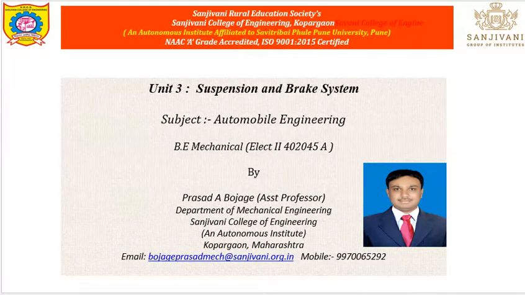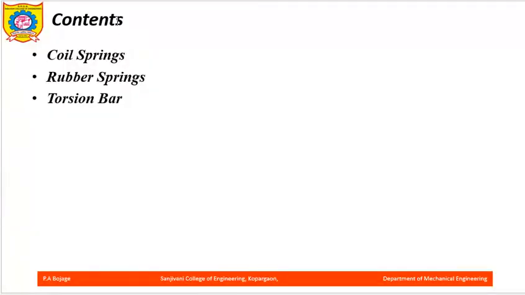Hello friends, welcome back. Today in this video for unit number 3, suspension and braking system, subject automobile engineering, B.E. mechanical, we are going to discuss the following points. So today we will discuss coil springs, rubber springs and torsion bar.